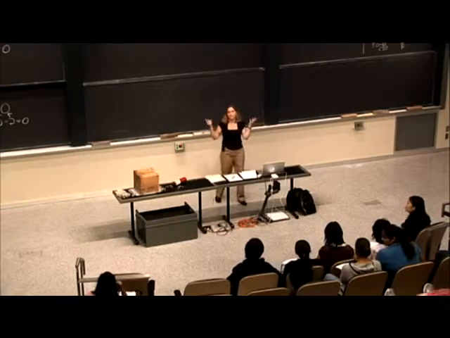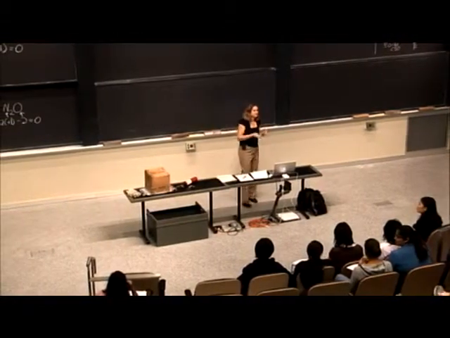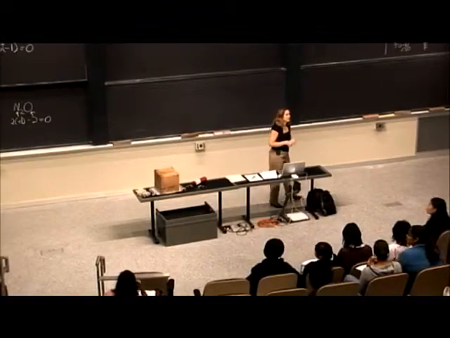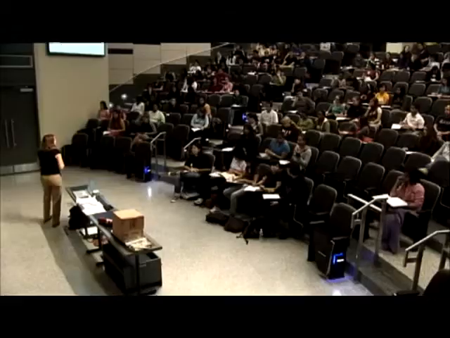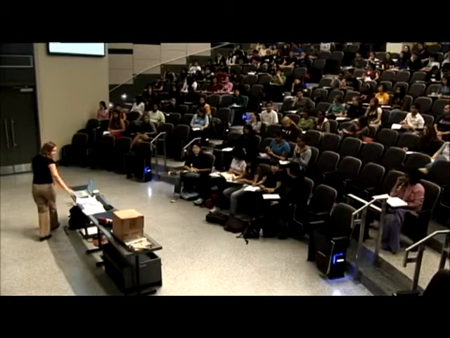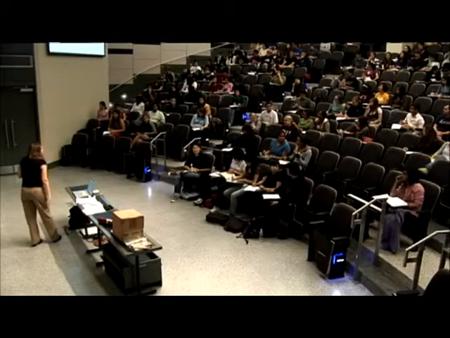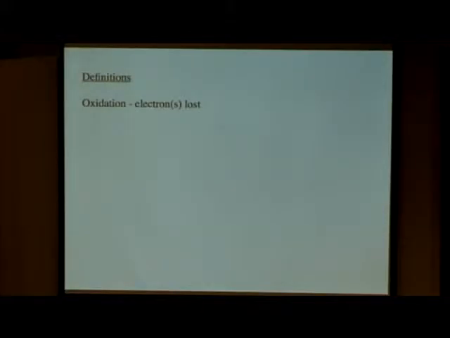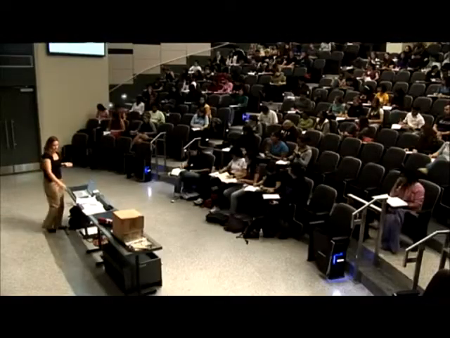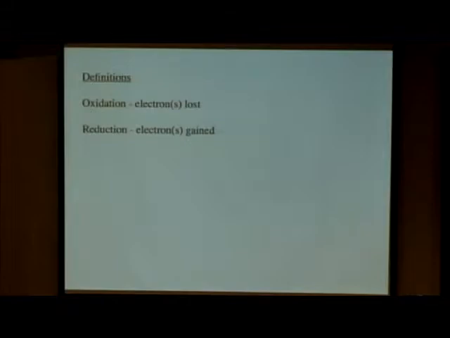What is oxidation? What happens when something is oxidized? So when you oxidize something, electrons are lost. What happens when you reduce something? Gains electrons. Yep, you gain electrons. Most people are good with those definitions. Here are some that give people a little bit more trouble.